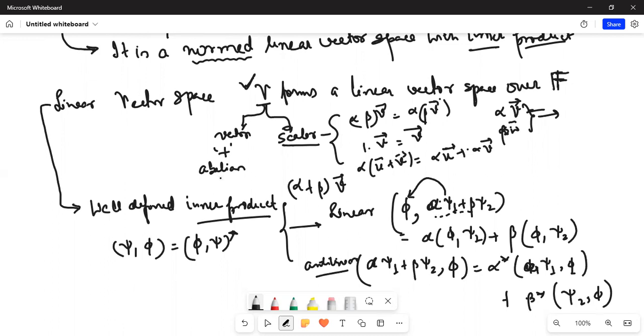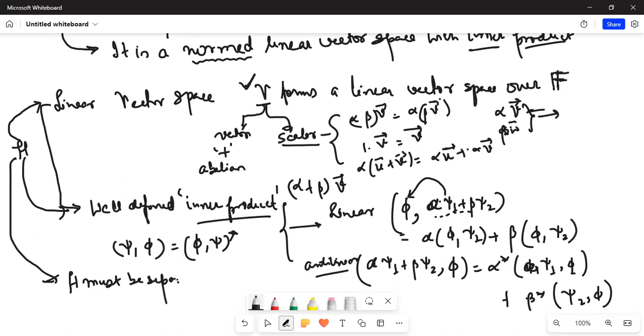Okay, so one has to understand that for defining a Hilbert space, one thing is sure: H must form a linear vector space. H must have elements, and there must be a well-defined inner product operation on the elements of this Hilbert space. Another property was a topological property, which says that H must be separable.